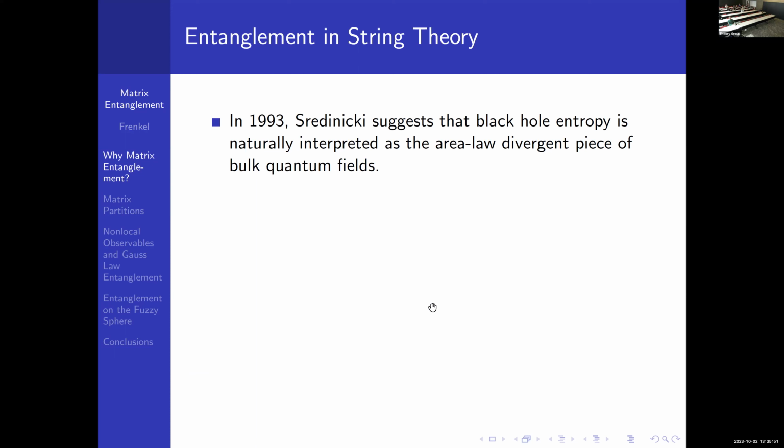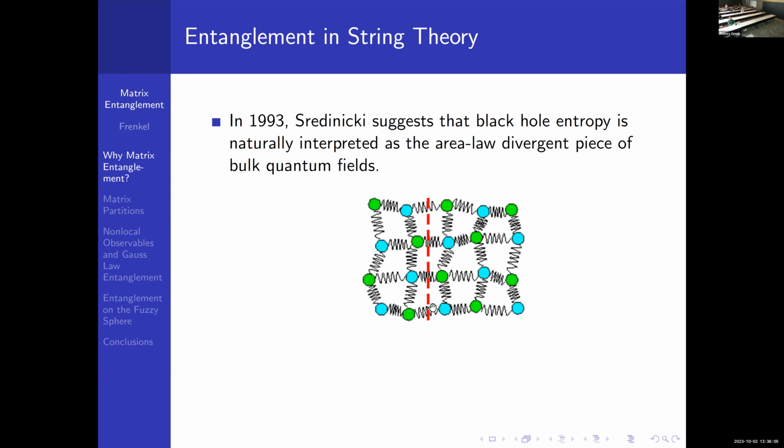The starting point I typically like to choose is 1993 with Srednicki, although these ideas are much older, where Srednicki suggests that black hole entanglement is naturally interpreted as the area law divergent piece of some bulk quantum fields. And what does this mean? You take your quantum field theory, you regularize it in your favorite manner, like suppose some oscillators connected by springs, and then you partition it along some entanglement cuts. And if you calculate the entanglement entropy, you find an area law divergent piece. And the intuition is that somehow we should interpret this area law divergent piece as the explanation for why black hole entropy scales with the surface area of a black hole.